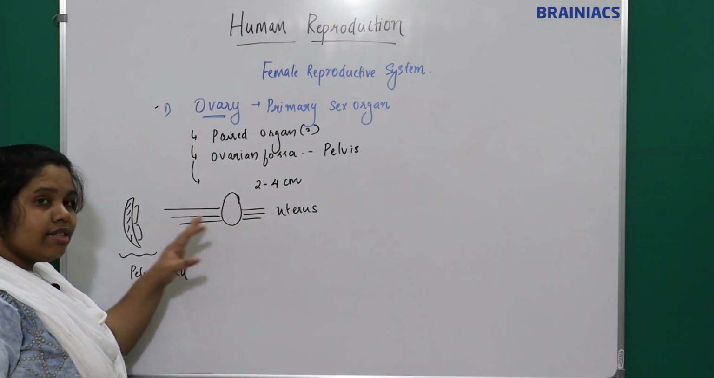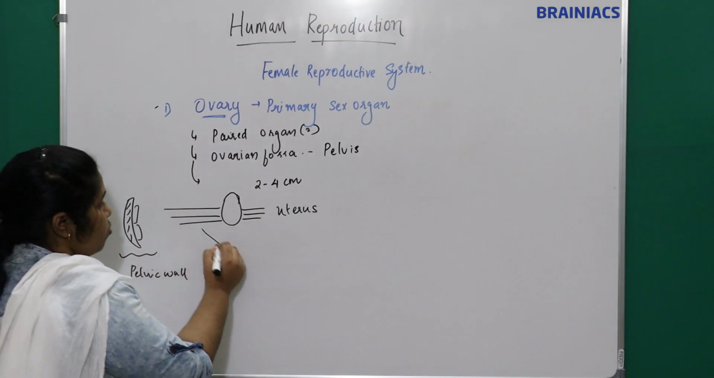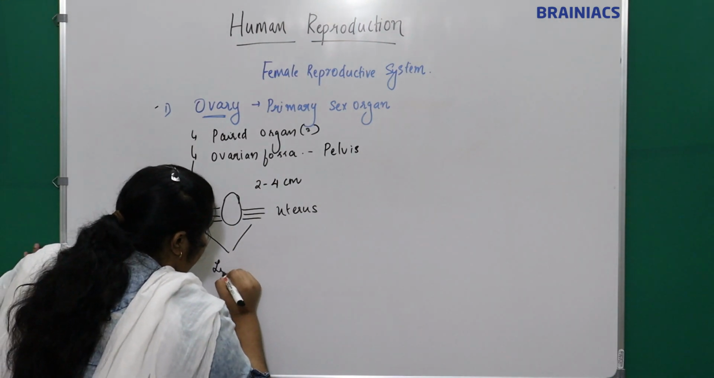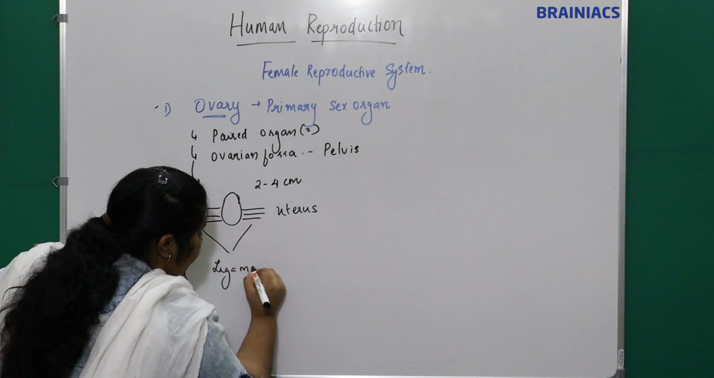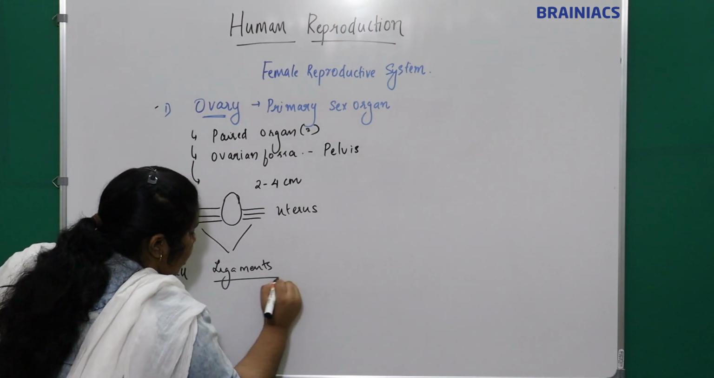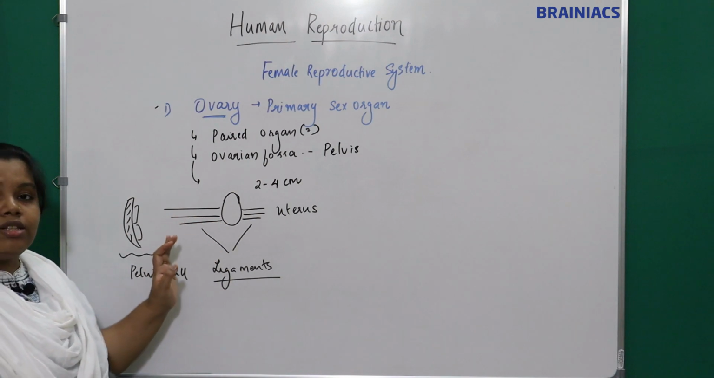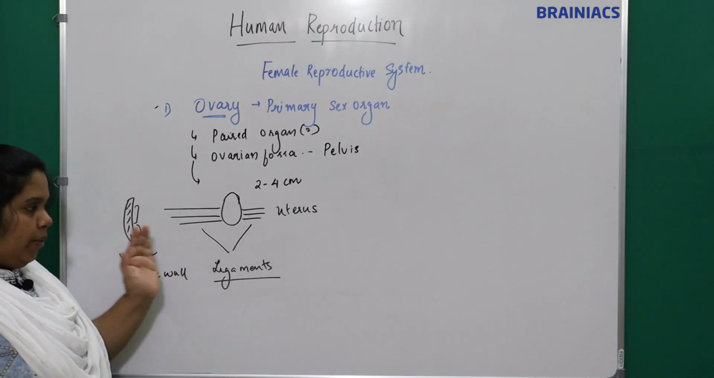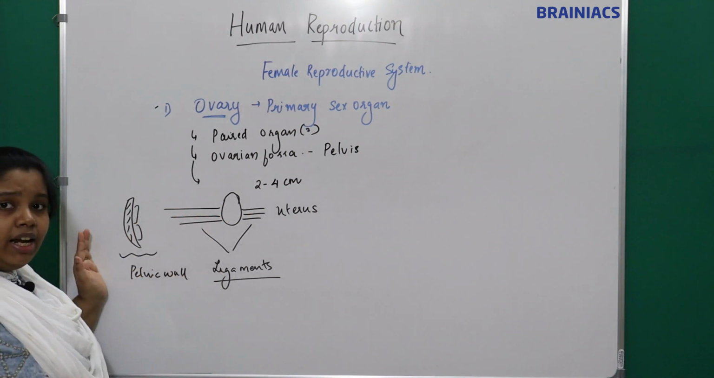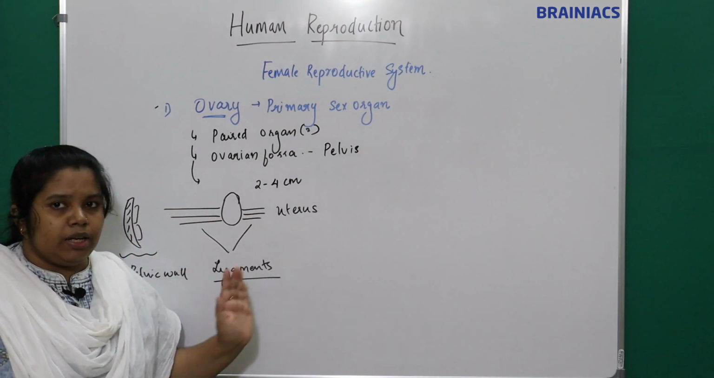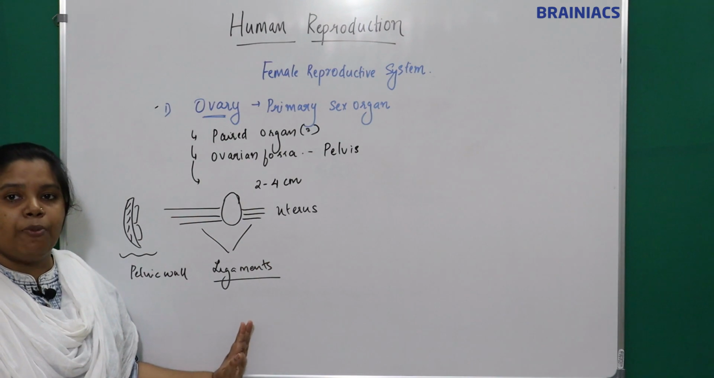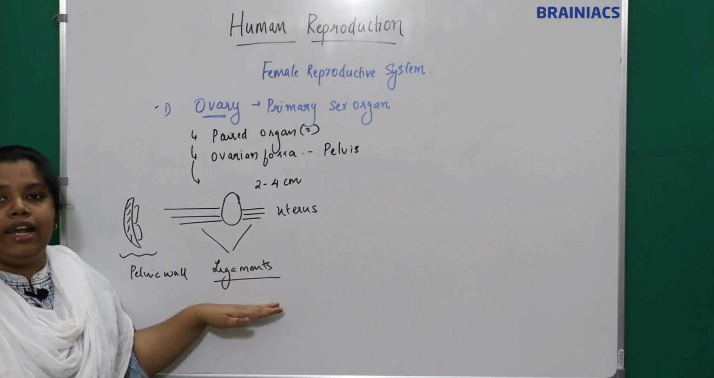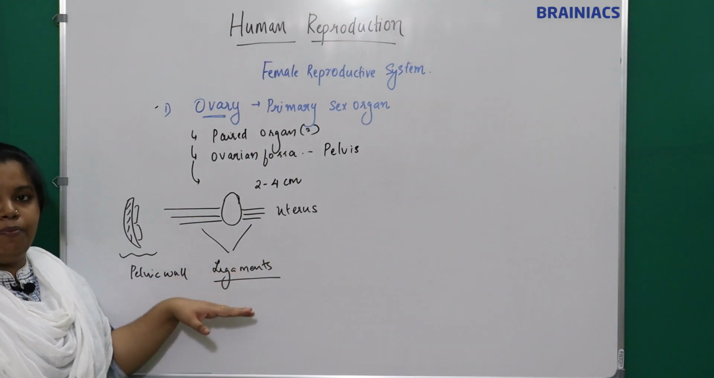So the ovary is connected to the pelvic wall and uterus with the help of what? With the help of ligaments. So the ovary is connected laterally, or towards the side. The ovary is connected laterally to the pelvic wall, and medially, that means towards the middle, to the uterus with the help of what? With the help of ligaments.